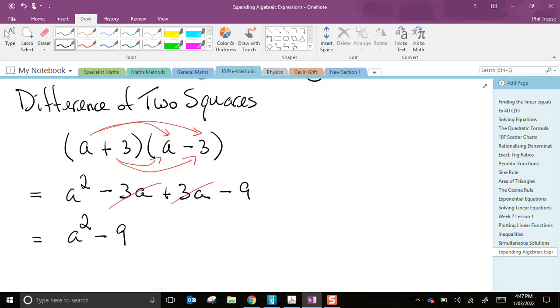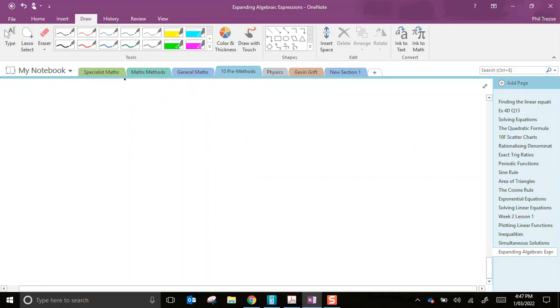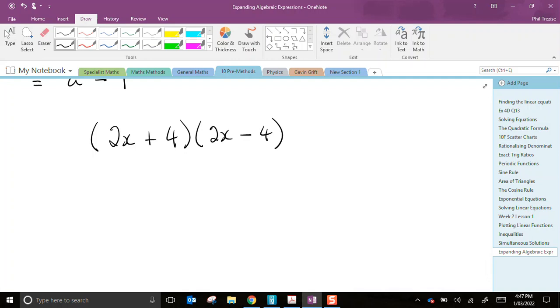Let's see another example. We could have 2x plus 4, 2x minus 4. Once again, the first term in both of the binomials is the same. The second term is 4, and the only thing is that the first binomial is addition and the second binomial is subtraction. Now we could multiply it all out, or we could use our pattern.